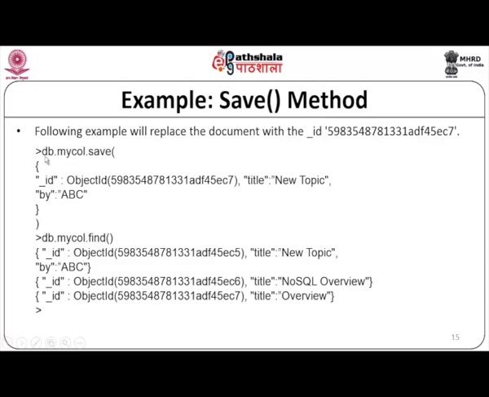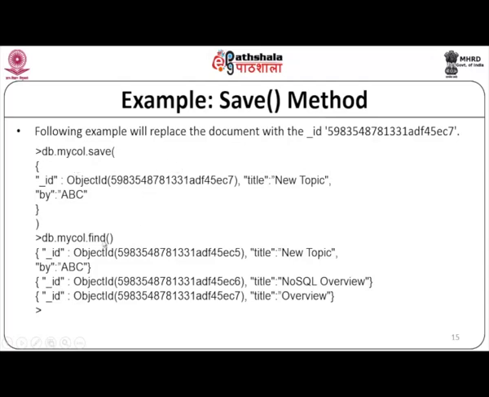The syntax goes like this: db.mycol.save. You are providing the document which you are going to replace. Now this document with this ID is going to be replaced by the title new topic, which is created by ABC. So there are two new key value pairs that you are passing for replacing the existing document.